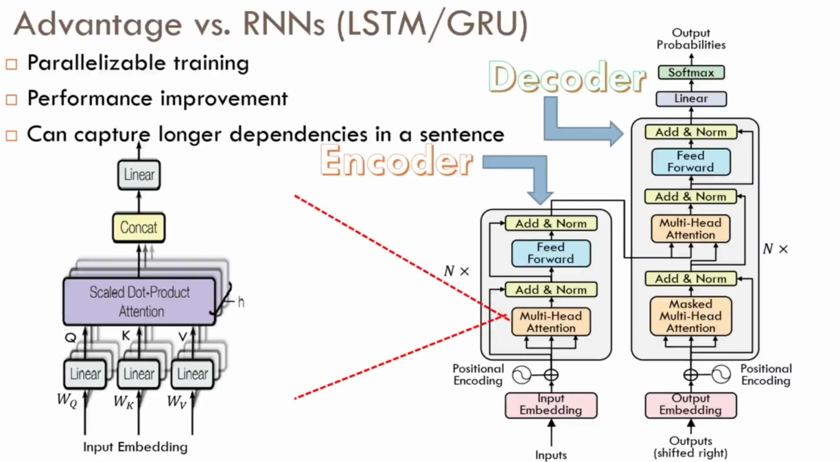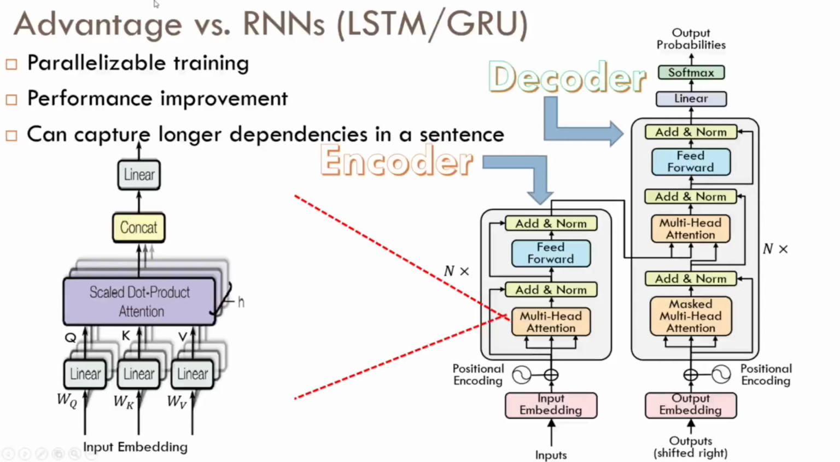So now, what are the advantages of the transformer versus the RNNs, that is LSTM and GRU? As I said, the important thing is that it has parallelizable training. The training part is highly parallelizable due to this multi-head attention, unlike in RNN, where it has to be done sequentially. So all this matrix multiplication can be done in parallel. The multiple heads can be processed in parallel, and all the power of graphics processing units, GPUs, can be leveraged here.